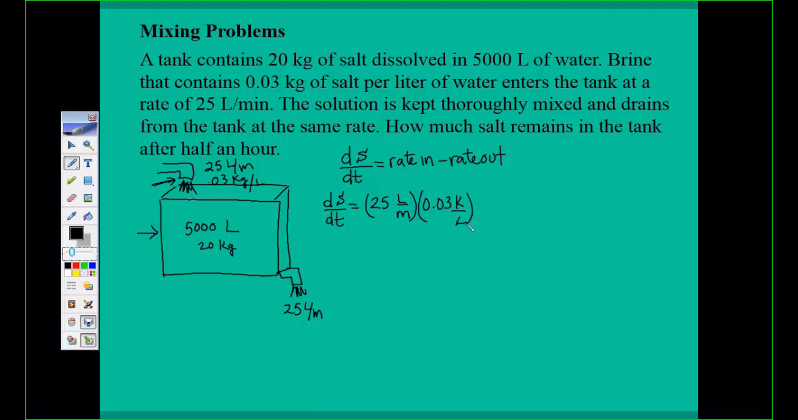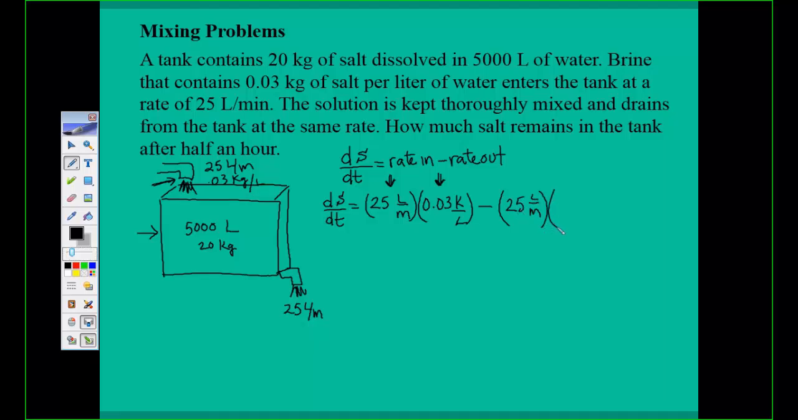And you can see if you did the unit analysis here, the liters would reduce and you'd be left with kilograms per minute, the amount of salt coming in. Now we're going to subtract the rate going out. It's the same thing as what we have here, except here it's coming in at 25 liters per minute times the concentration. We have to subtract off the rate in liters per minute that it's leaving times its concentration. So it is leaving at 25 liters per minute.